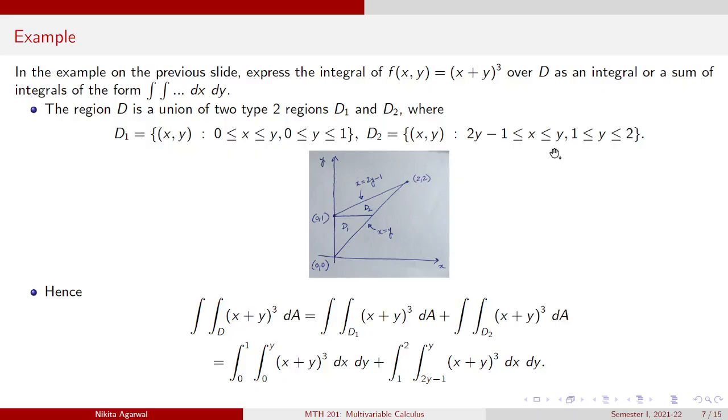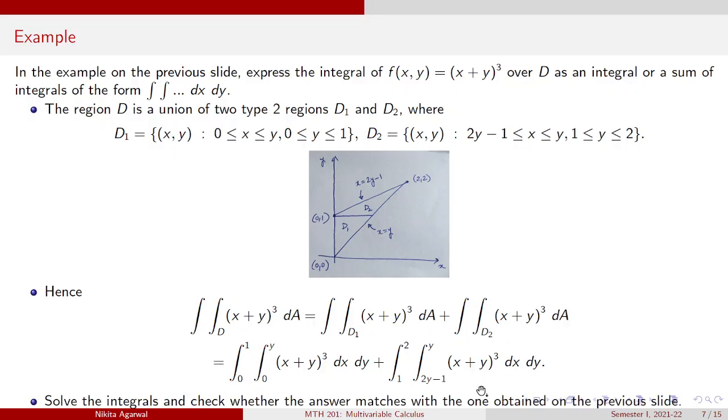So now it's easy. What is this integral? It's the sum of these two integrals, right? And the first integral comes out to be this, because D1 is a type 2 region, and similarly because D2 is a type 2 region, you get the second integral. And then you can just solve these integrals. Because in the last slide we already computed this integral, whatever answer you get here should match with what you got on the previous slide. So I will leave that to you.